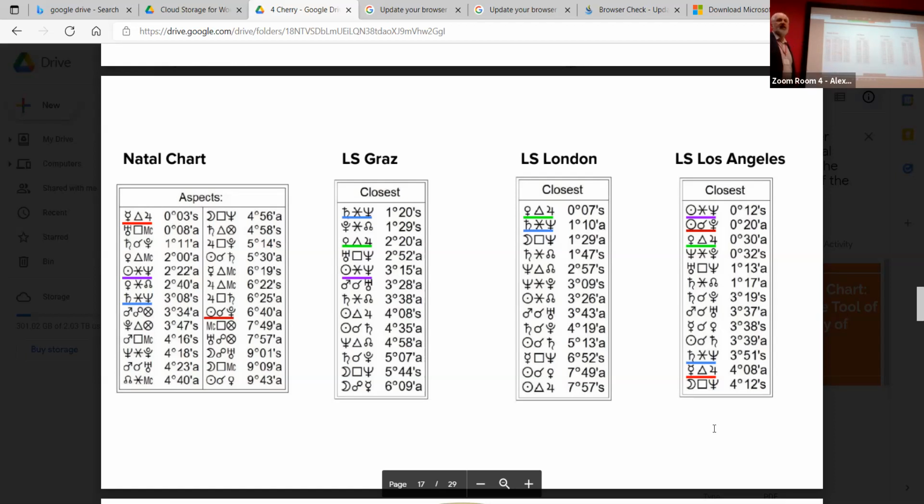Sun conjunction Pluto in the natal chart, not very precise, 6 degrees difference. I wouldn't count it as a precise aspect at all. Not shown in Graz, not shown in London. In London, it's all about beauty and money, Venus and Jupiter in success, but it comes to the top in Los Angeles. The aspect of power becomes precise there. This is about the transformation of aspects.